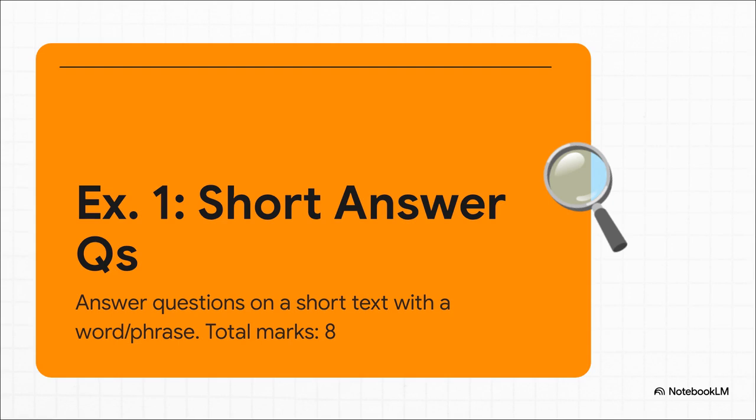First up, exercise 1. They'll give you a short text, something like an advertisement or maybe a leaflet. Your job is simple. Answer a few questions using just a single word or a quick phrase. It's all about how fast you can find specific info. And it's worth 8 marks.